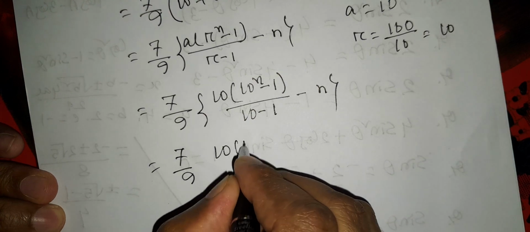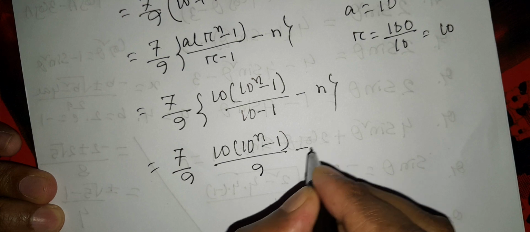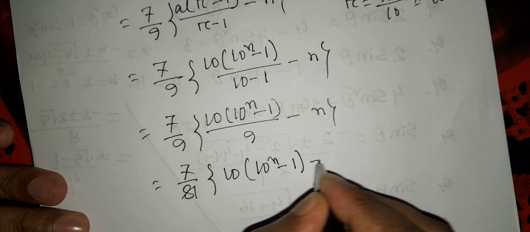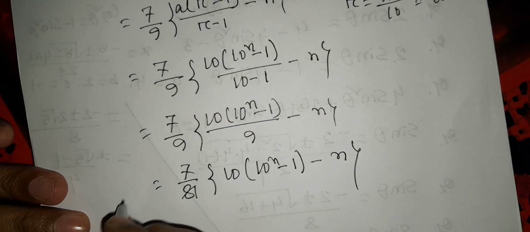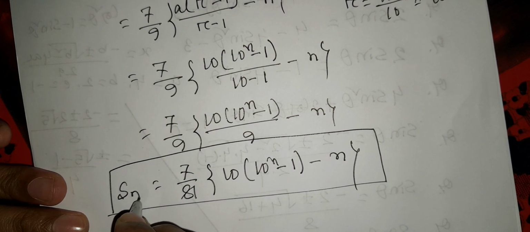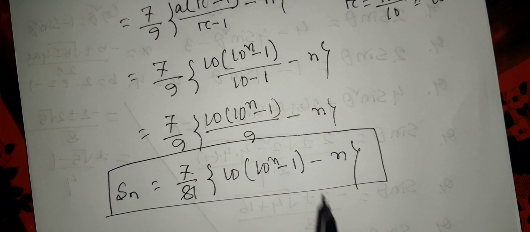Okay, 7 by 9 times 10 times (10 to the power n minus 1) by 9, minus n, equal to 7 by 81 times 10 times (10 to the power n minus 1), minus n. It is the summation of 7 plus 77 plus 777 plus dot dot dot up to n terms. Okay.